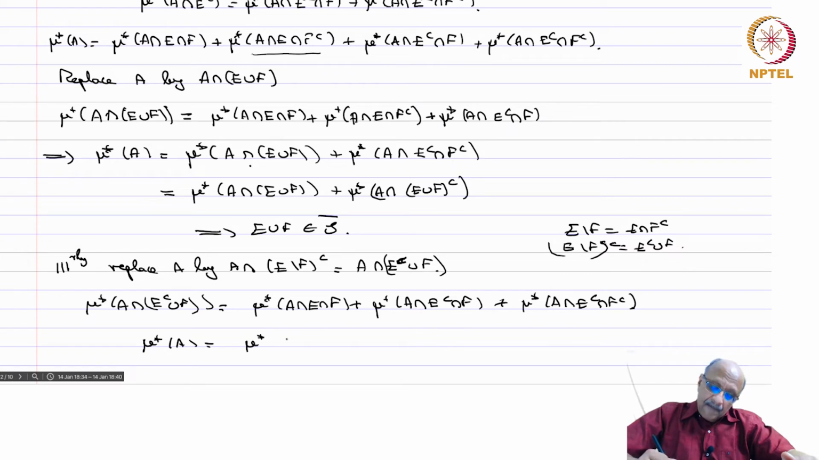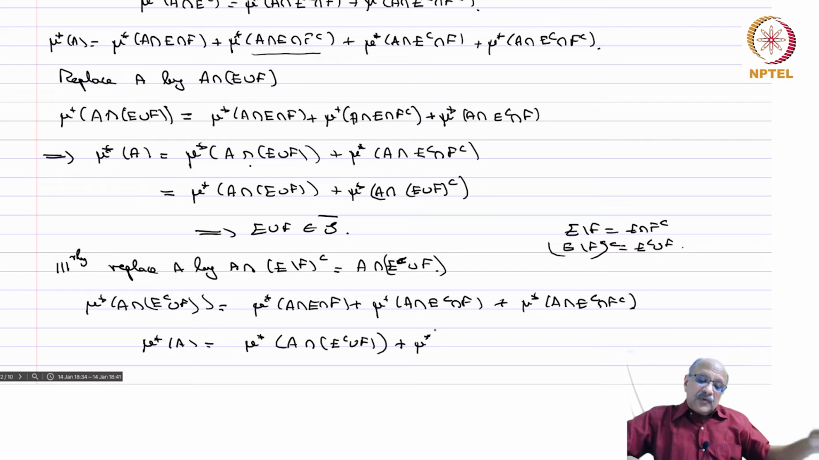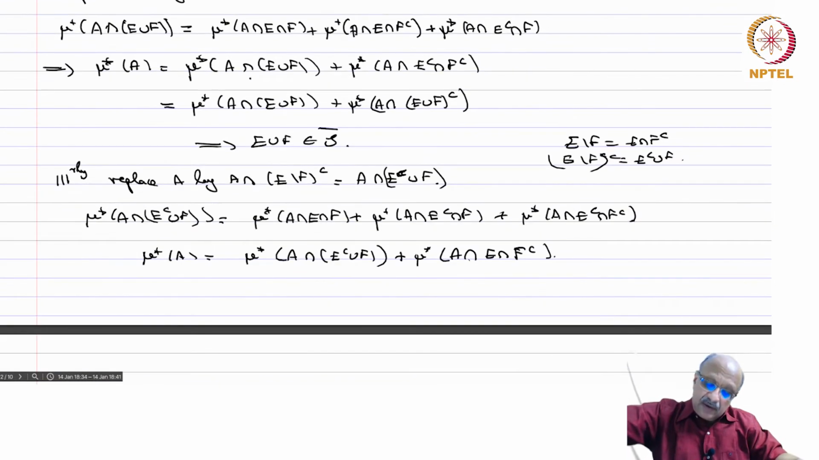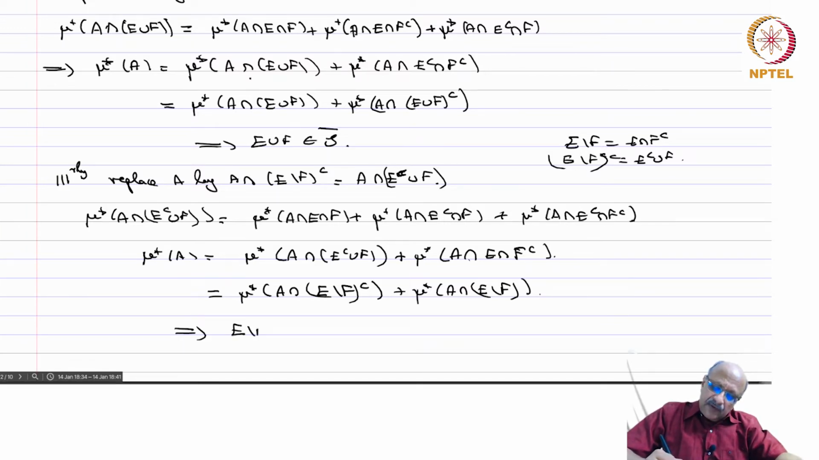mu star of, for those three I will write A intersection E complement union F plus mu star of the one which was left out, which was E intersection F complement, mu star of A intersection E intersection F complement. But what are these sets? This is precisely mu star of A intersection, we just saw this, E complement union F is E minus F complement, so E minus F complement plus mu star of A intersection E intersection F complement is nothing but E minus F, and from this we deduce that E minus F also belongs to S bar. So you have that S bar is a ring.